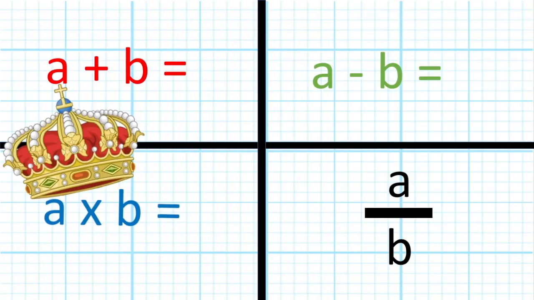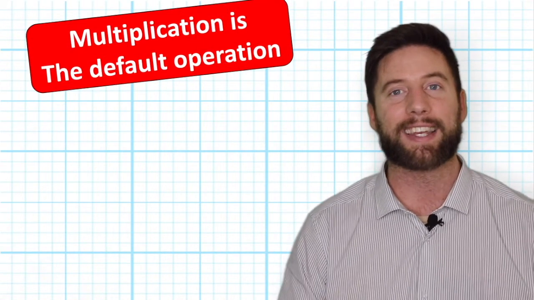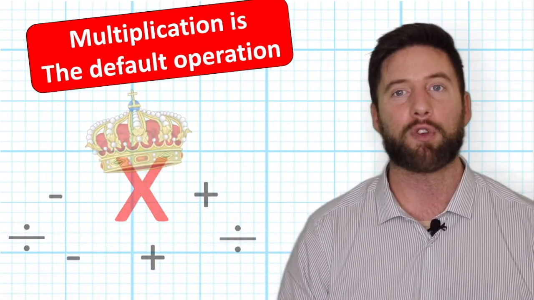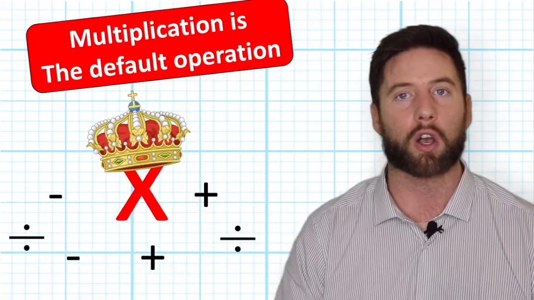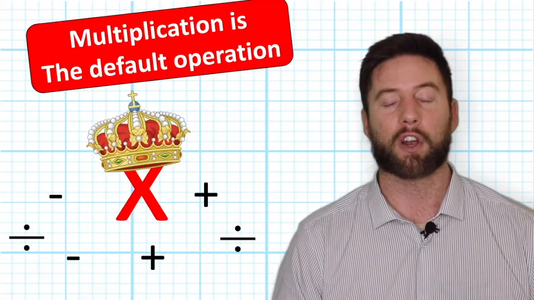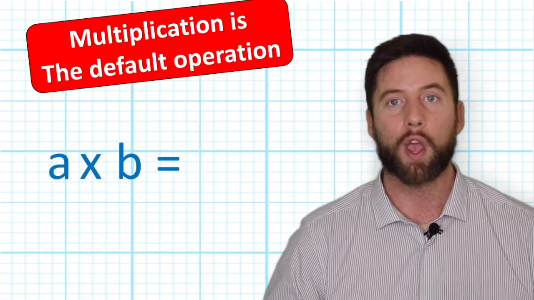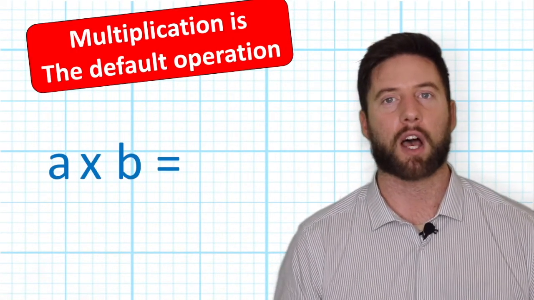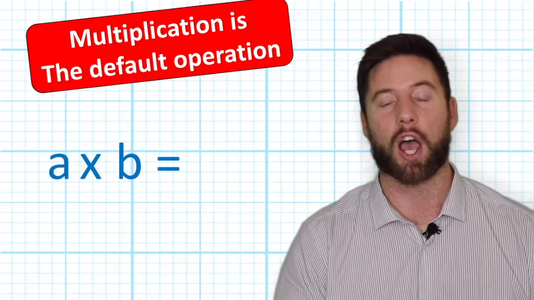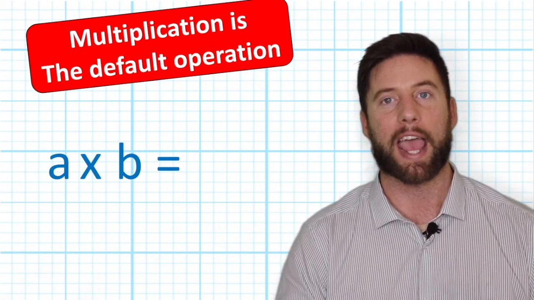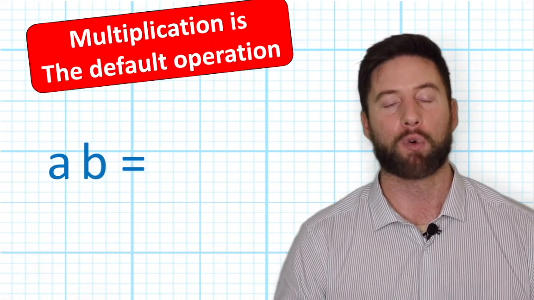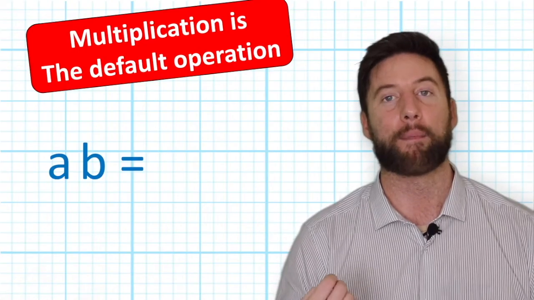Our multiplication is the king. It gets some special treatment. And that's because in algebra, multiplication is the go-to, the standard, the default operation. If you don't see a symbol, you are going to multiply. So if there are no other arithmetic processes shown between two symbols, we are going to multiply. So for example, instead of writing A times B, we can just write AB, and we know that multiplication is implied.